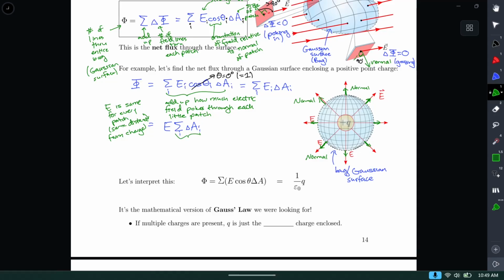That will count how many field lines pass through that surface for me. What is that thing that I just put a bracket on? What does it represent? It's saying add up the area of every little patch making up this surface. If you add up all those little areas, what do you get?